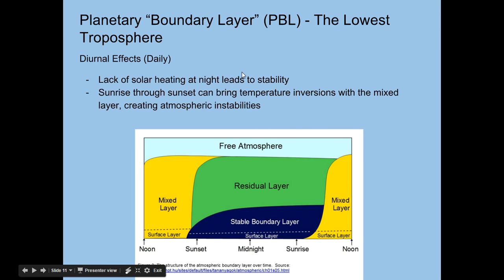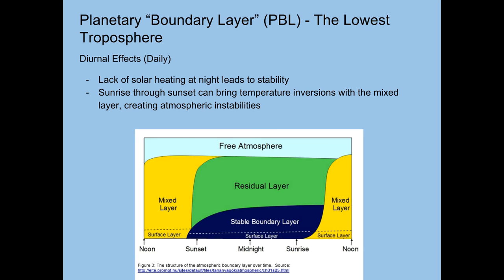So the planetary boundary layer is the lowest troposphere, and its elevation varies based on topography, based on the time of year, seasonally, and of course based on latitude. But overall, the general picture of what goes on below the planetary boundary layer from day to day is pretty consistent. At the lowest levels, during night you'll have a stable boundary layer. Cool air is denser and tends to lie below warmer air, and then the residual layer on top of that will be a little warmer.